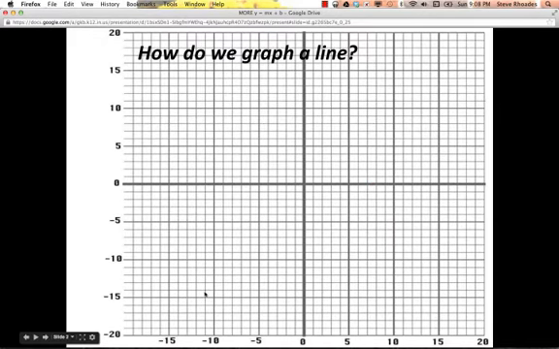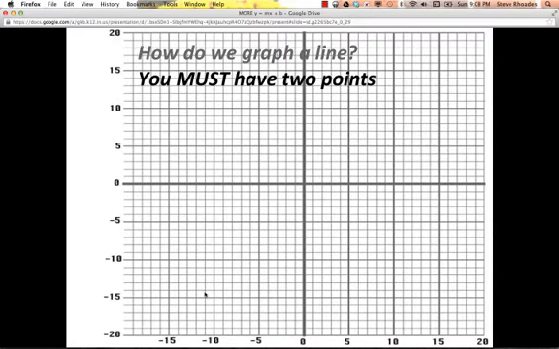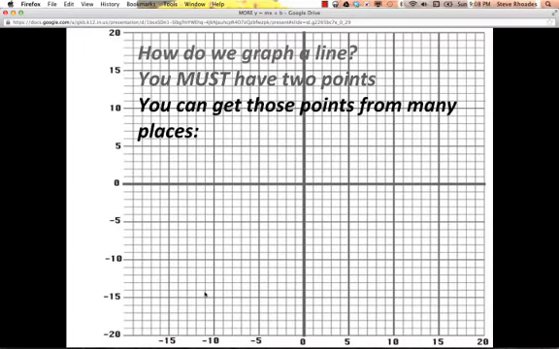When we graph a line, we have to have 2 points in order to do that. It's impossible to graph a line with a single point. You could have more than 2 points, but you must have at least 2 points. If you don't have 2 points, you can't tell the slope, you can't tell anything about that line without the second point. We can get those points really in many different places.